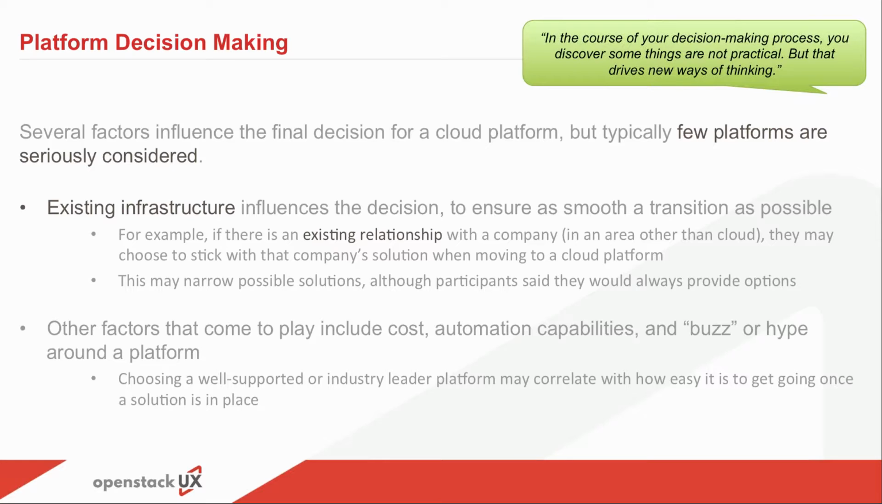So one way that architects come to this decision, which may only include two options, is that existing architecture scopes their decision, and they're also going to want to understand what's already in place in order to make this transition smooth. So if a company has an existing relationship, let's say with Microsoft, in other areas that aren't cloud related, they might be more willing to consider cloud solutions from that company, and it might be easier for them to migrate.